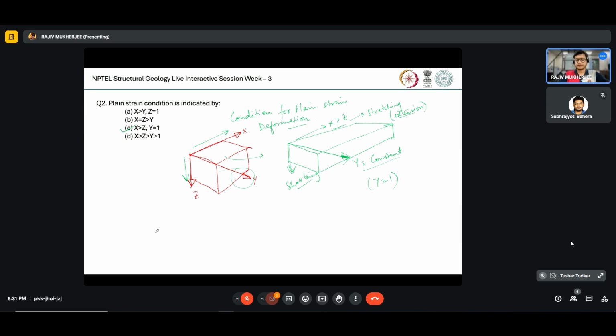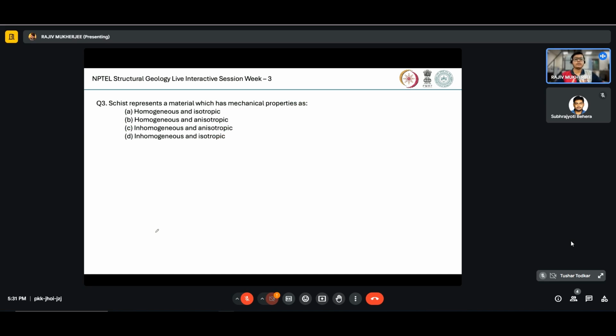Now moving on to the third question. Schist represents a material which has mechanical property as: option A, homogeneous and isotropic; option B, homogeneous and anisotropic; option C, inhomogeneous and anisotropic; and option D, inhomogeneous and isotropic.